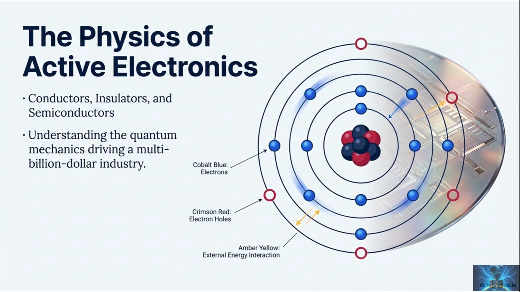Think of the blue dots as electrons we can sometimes set free. Think of the red circles as electron holes, which act like positive charge carriers. Think of the yellow energy as outside energy, like heat or light that can kick carriers into motion.